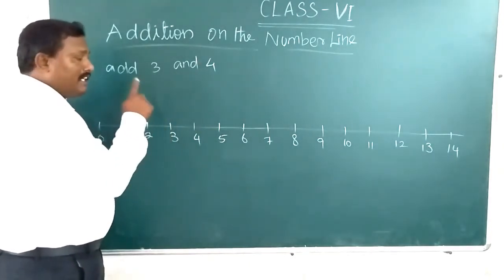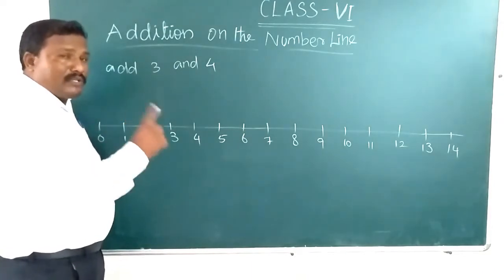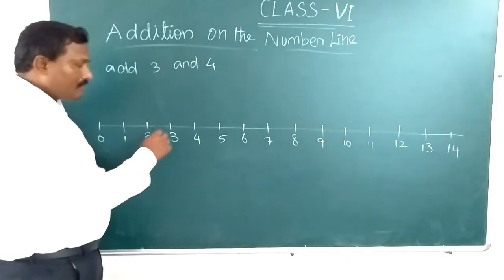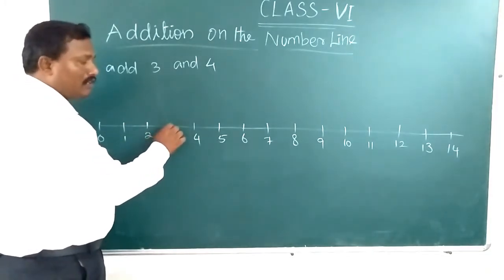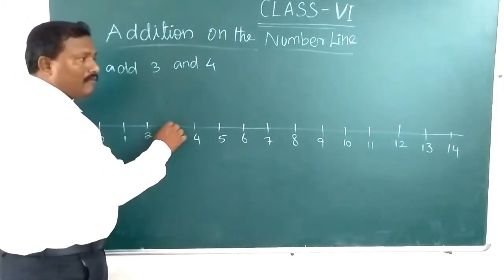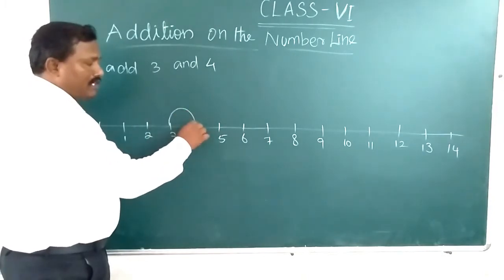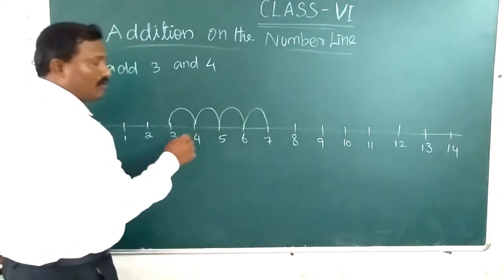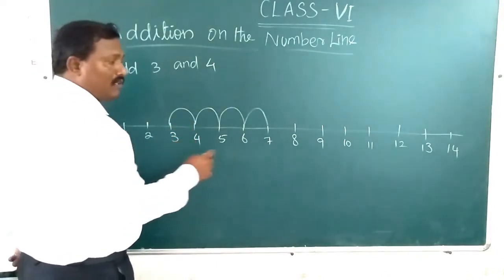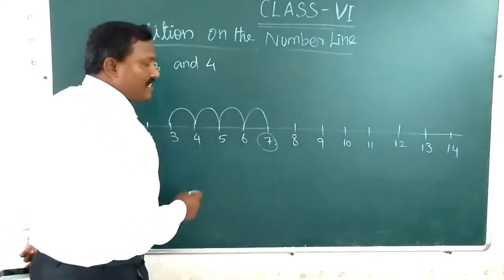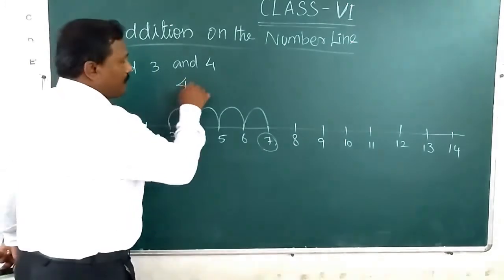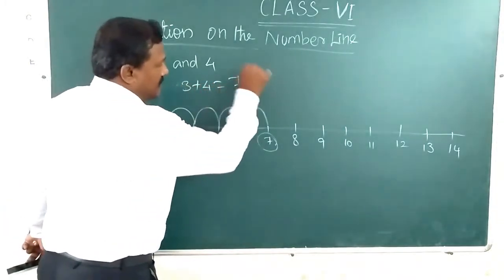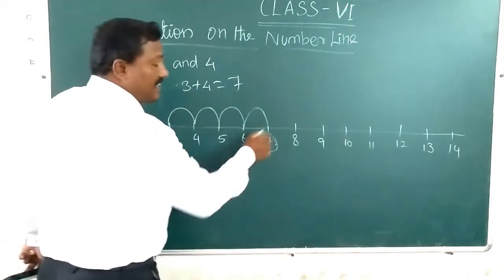So for that, each jump is one unit distance, but you have to jump 4 times. So I start from 3 and jump 4. So 1 jump, 2nd jump, 3rd, 4th. So the total number of jumps is 4. Finally you reach 7. So 3 plus 4 is equal to 7. So 7 is the answer.